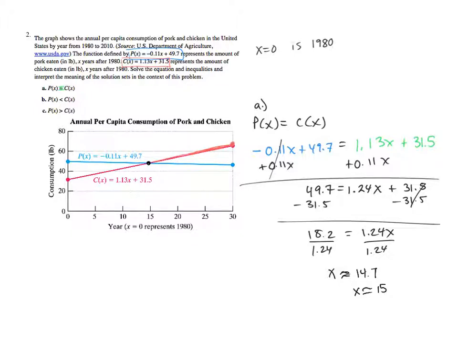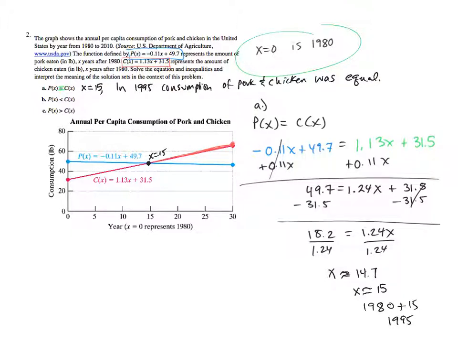But remember that x equals 0 is 1980, and so it's years after 1980. So we would take this point right in here, x equals 15, but the year is 1980 plus 15, so it would be 1995. So what does this actually mean? It means, so x equals 15, and that means in 1995 the consumption of pork and chicken was about the same.